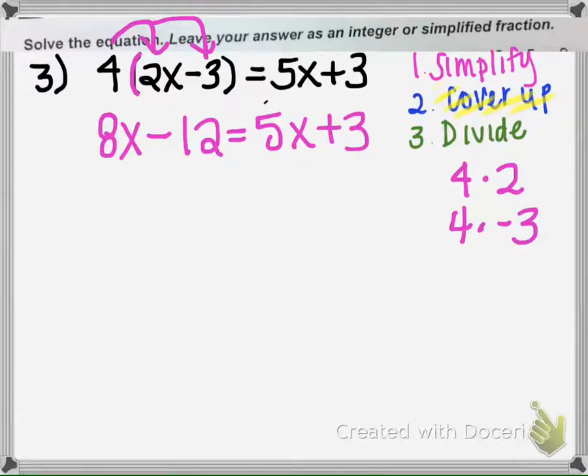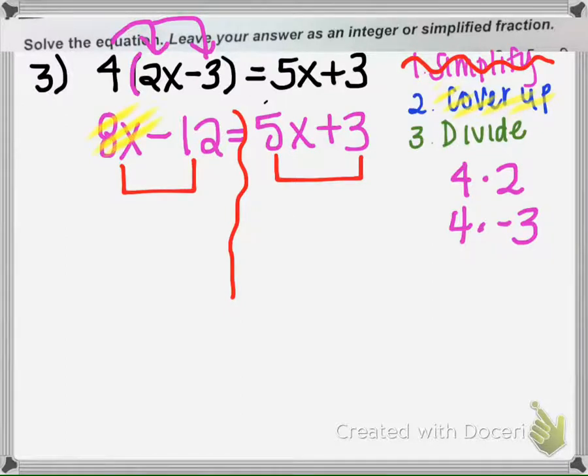And then we cannot put these two terms together. They're on the same side of the equal sign, but we can't put them together because one has an x and one does not. And 5x plus 3, we can't put those together because one has an x and one does not. So we are completely done with simplifying. Now we need to cover up the variable. But there's a problem. There's 2 of them. So we can't cover up the variable.